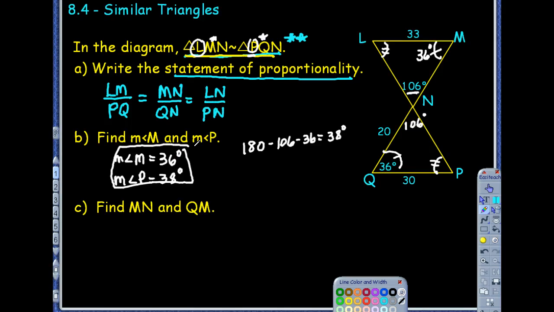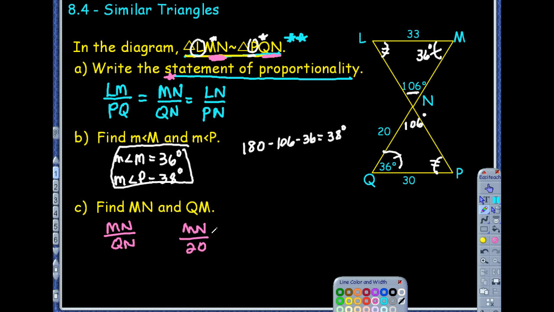It says find the measure of segment MN and the measure of QM. As I look at MN in my similarity statement, MN corresponded with QN, and QN we have was 20. You could also look at your proportionality statement. So MN and QN. I'm going to write that ratio: MN to QN, so MN over 20.